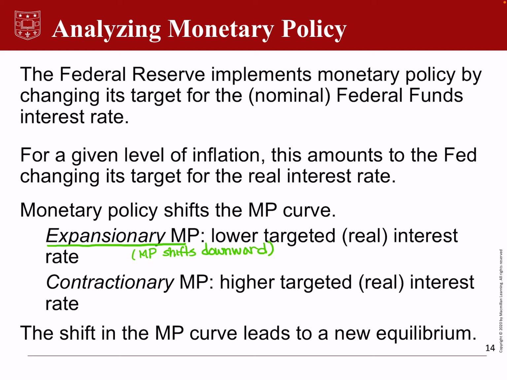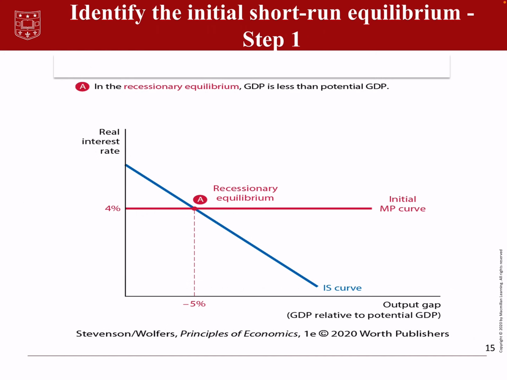So when we have more expansionary monetary policy implemented in the macroeconomy, the MP curve is going to shift downward. And when we have more contractionary monetary policy, the Fed will raise its target for the Fed funds rate in both real and nominal terms effectively, and this will be consistent with the MP curve shifting upward. Okay. And as we will see, when the MP curve shifts, we have a new equilibrium in the macroeconomy.